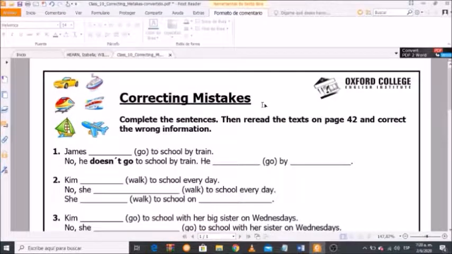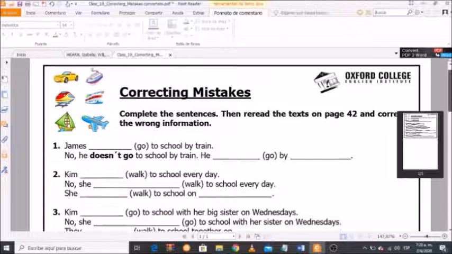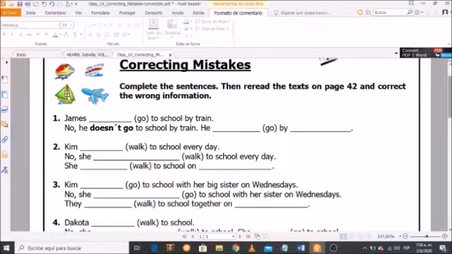And what are we going to do? ¿Qué vamos a hacer? We are going to complete the sentences, vamos a completar las oraciones, pero al completarla, nos vamos a dar cuenta que hay cierta información que es incorrecta. And we have to correct that information. Entonces, esa información que es incorrecta, la vamos a tener que corregir.